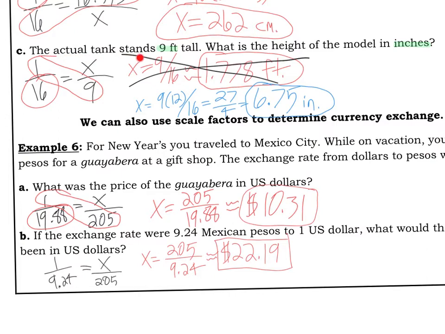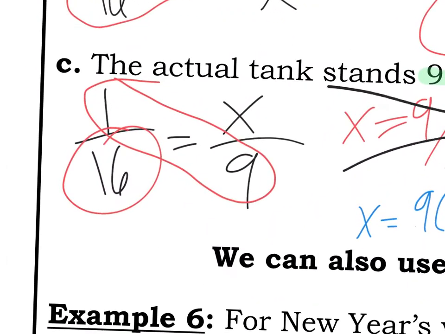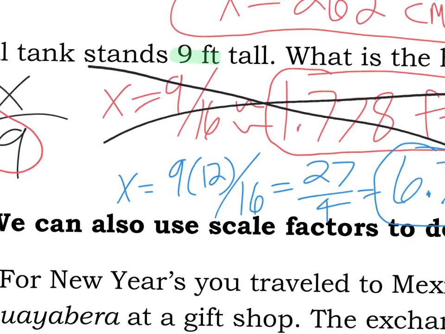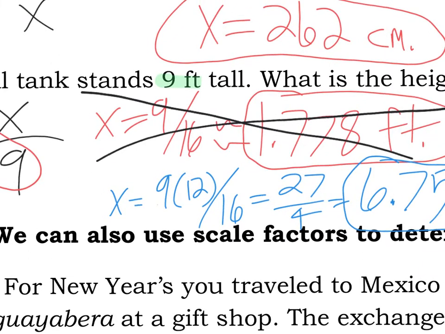The actual tank stands 9 feet tall. What's the height of the model in inches? So what I did first was I did 1 over 16 equals x over 9, because it's scale over actual equals scale over actual. So when you cross multiply, you're doing 1 times 9 and then divide that by 16. That's going to give me 1.778, but that answer is going to be in feet.